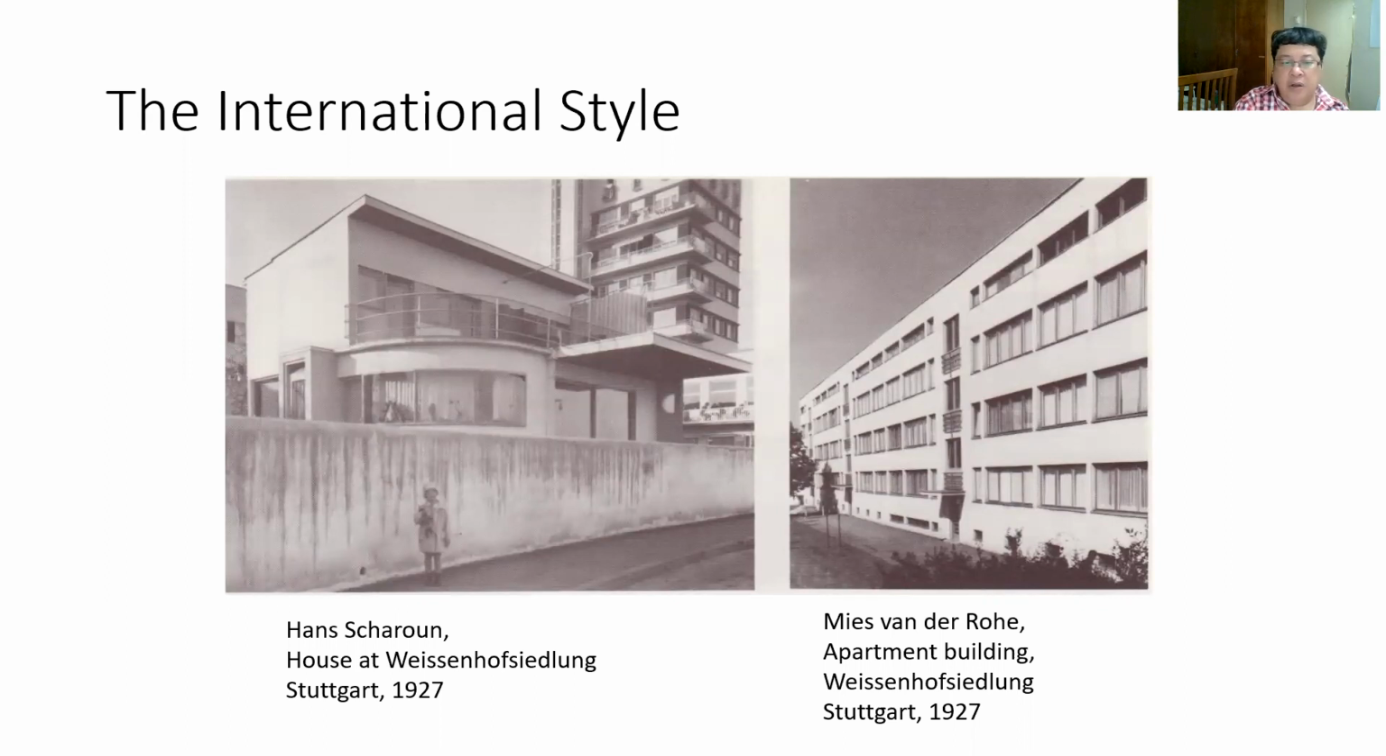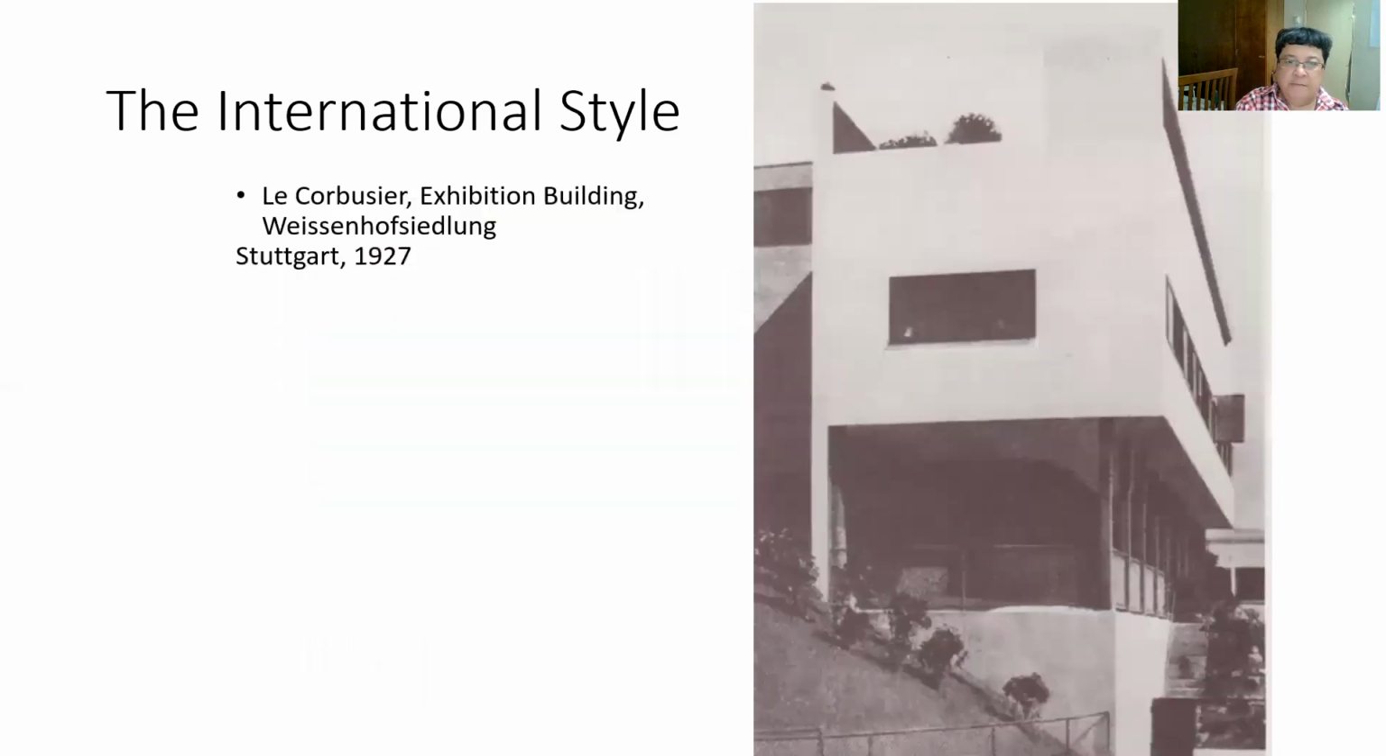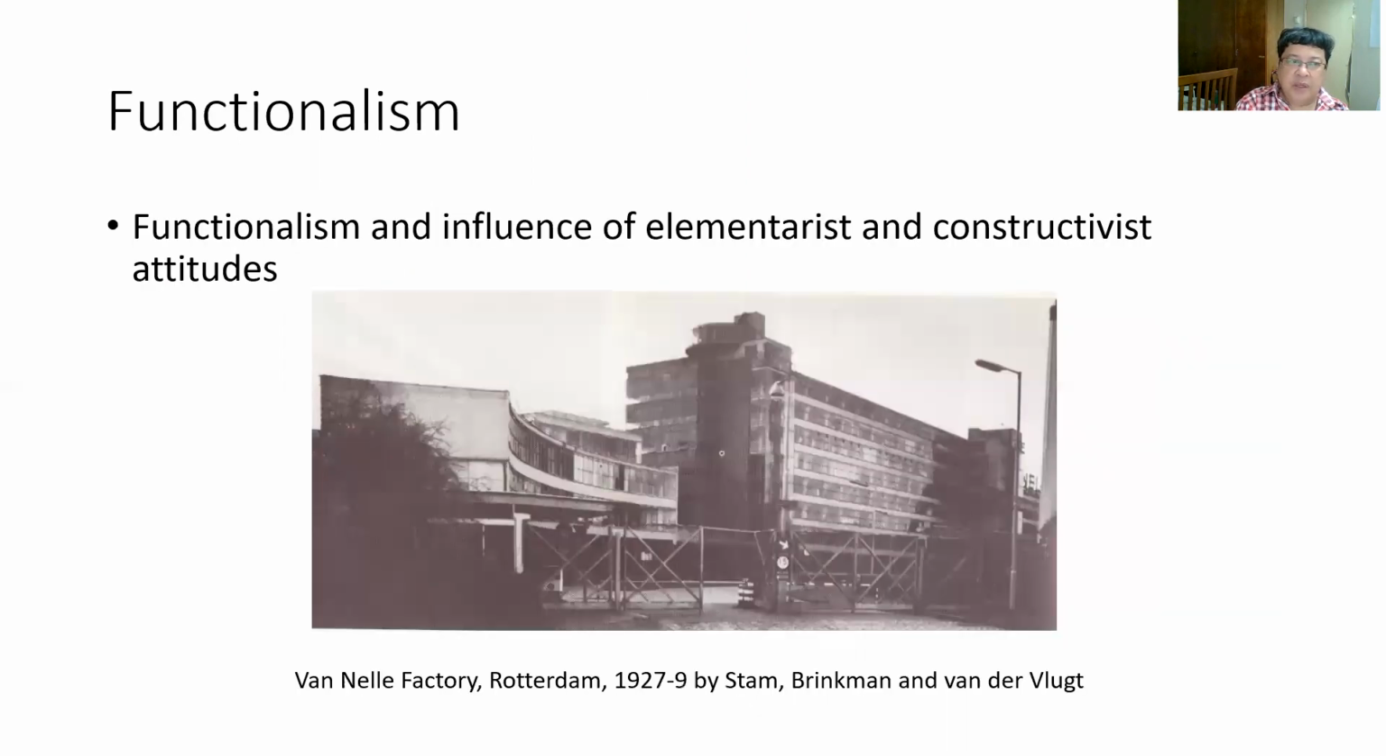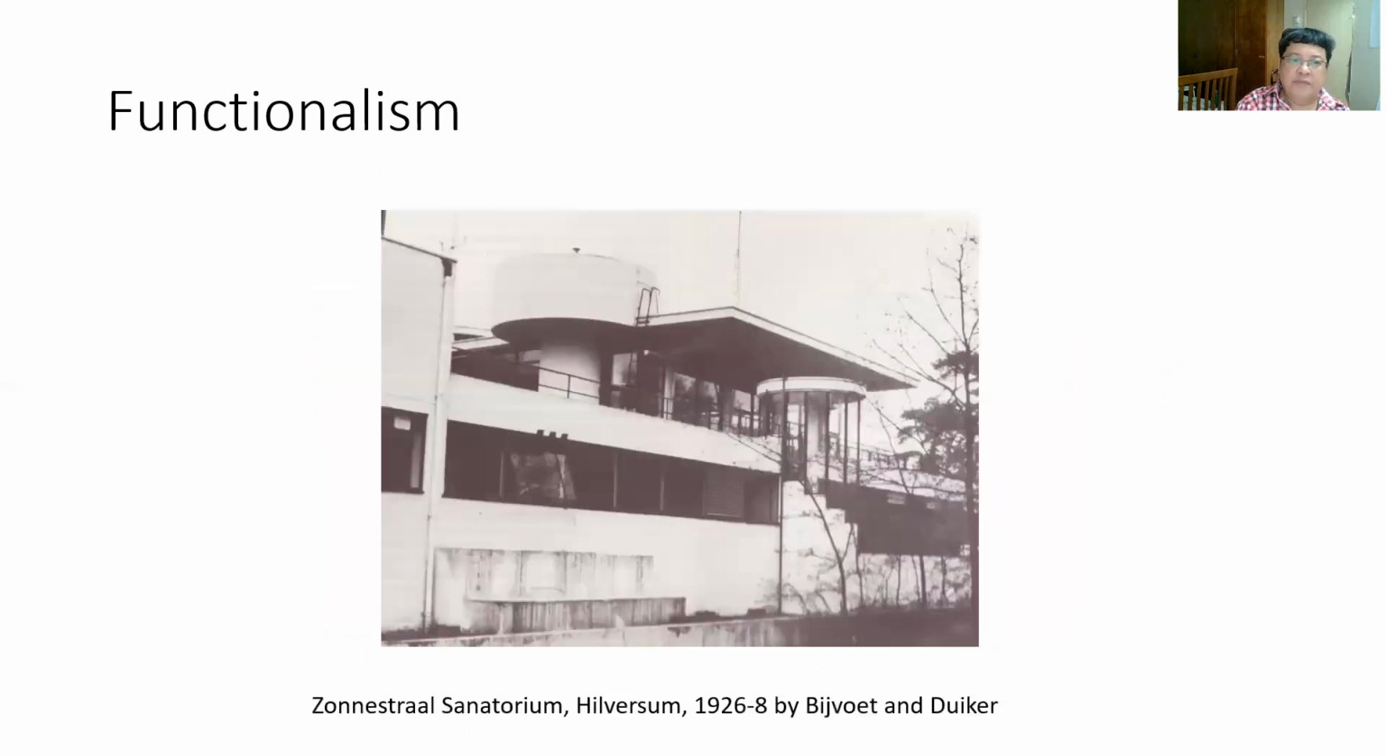This was the Weissenhof Siedlung housing, where different architects like Scharoun and Mies van der Rohe participated in, and this is Le Corbusier's. So all similar characteristics of the international style. And we mentioned functionalism just now. In 1927 and 9 by Stam, Brinkmann, and Van der Vlugt, another factory. And somehow factories, they need to be functional because of their nature or type.